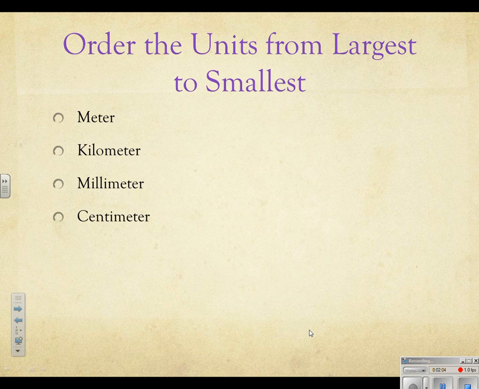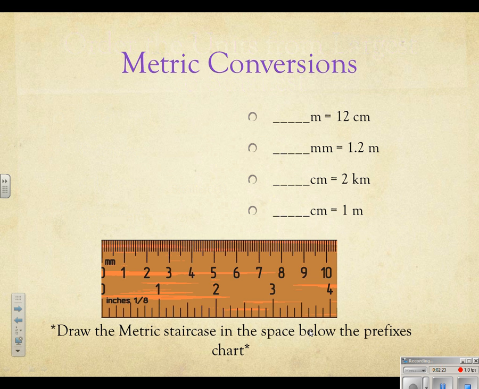The first thing we need to talk about is a little review of metric units. So if you were to order these units from largest to smallest, we know that the smallest is actually going to be the millimeter, and then it's going to be the centimeter, the meter, and the kilometer. Let's take a look at those again. The metric conversions you must know. If we are going to do any kind of measuring, we're going to measure in metric units. That is standard in science. So you need to review your conversions and be able to make those units work for you.